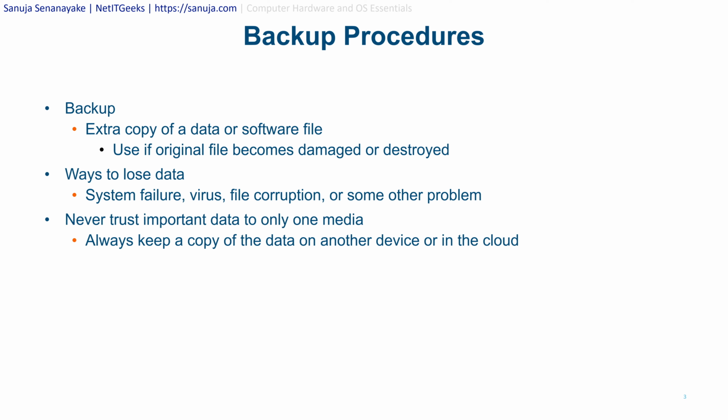The ways to lose data include system failures, viruses, file corruption, or some other problems where the file cannot be read anymore. That will result in inability to access that file or even the software, and that's where the backup copies will come into play. Never trust important data to only one media. So never ever put all your eggs in one basket, in other words. If you have very important critical data, you should always keep a copy of that data on another device or in a cloud-based backup system, such as Microsoft OneDrive, for example.